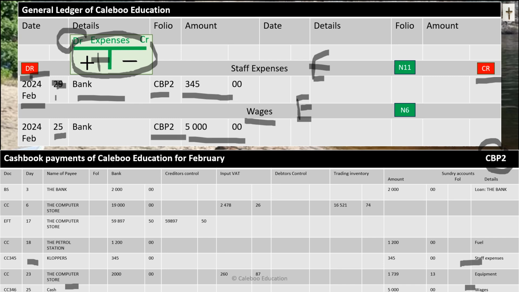So you see what we're doing. We're taking the information from the journals and we're posting that information to the ledger accounts. And later on we're going to draw up a trial balance at the end of February to check the numbers at the end of February. So there we go, we've taken that information to staff expenses and wages. We debited both accounts. Why? Because it's an increase in expense. Important, the rules.